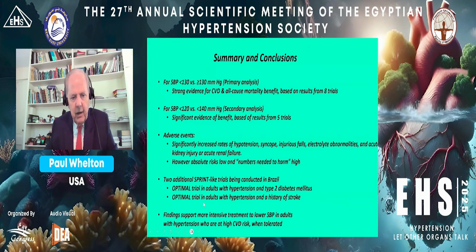As I mentioned, there are 2 trials that are yet to come in, and that will, I think, seal the deal. So the findings of this meta-analysis support more intensive treatment to lower blood pressure in adults with hypertension who are high risk for cardiovascular disease as long as it's tolerated. And of course, this would be most patients in clinical practice.